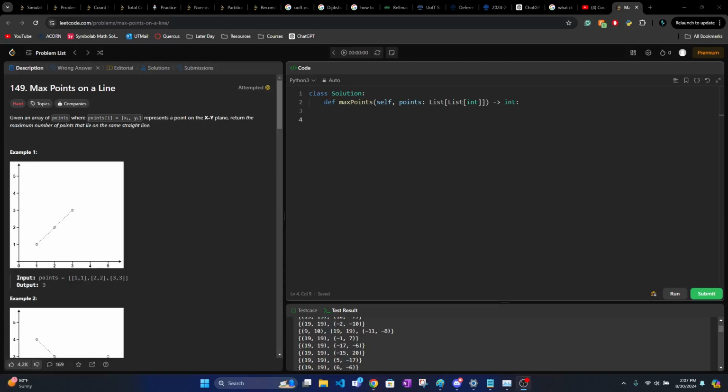Hello everyone, and today let's solve a Leetcode question, max points on line. So yeah, I have attempted this before back in the day sometime, but let's try it again. I never actually ended up solving the question.